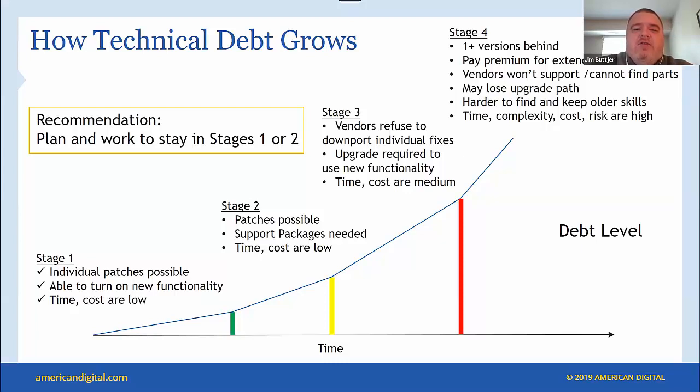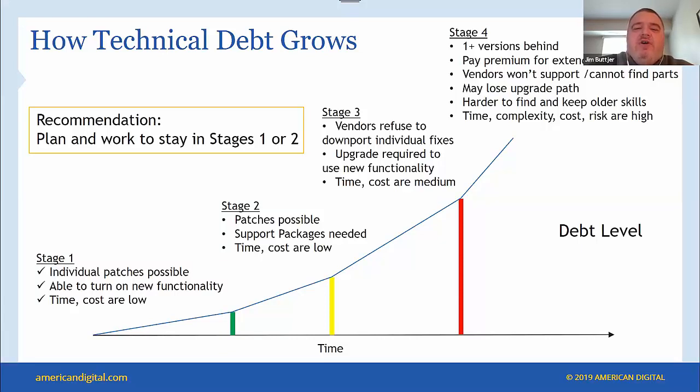And as a result, if you're getting into stage two, you probably already have a process for applying support packages and keeping things relatively up to date. And that cost should be factored into how you do ongoing maintenance.